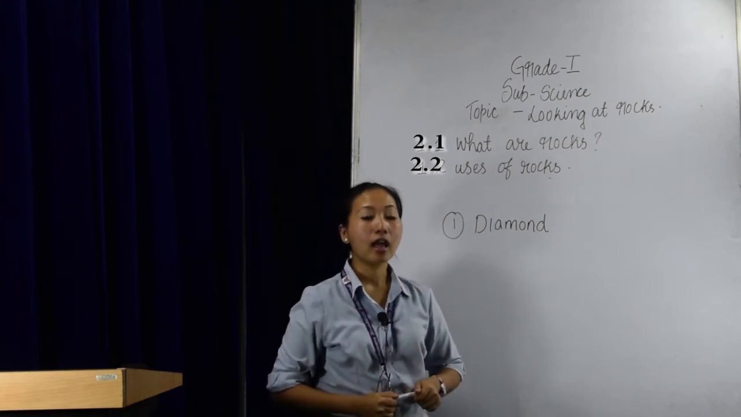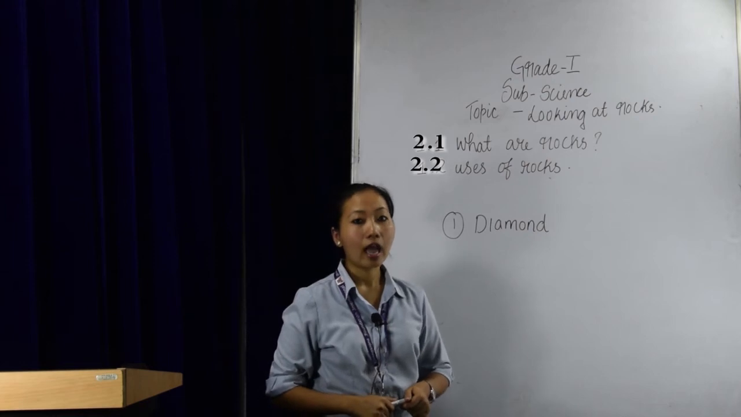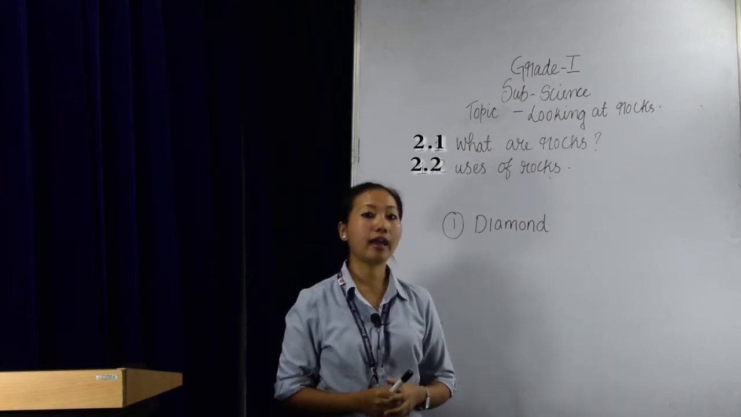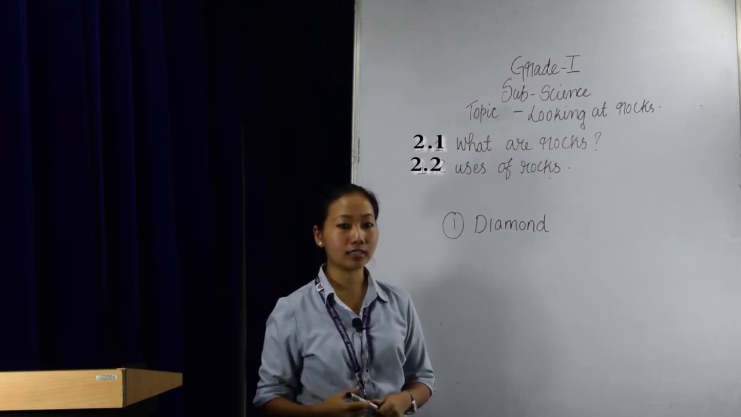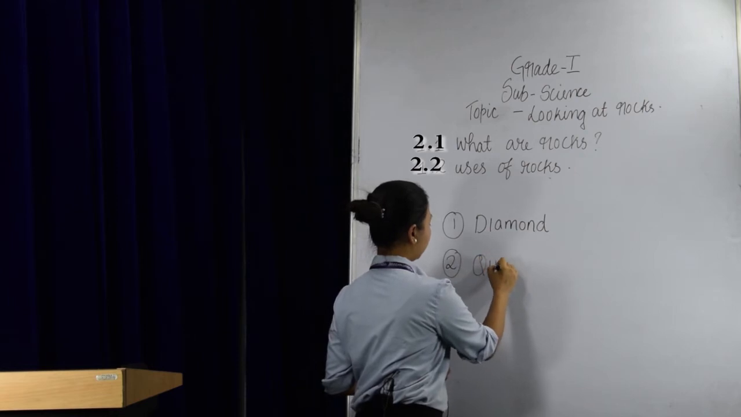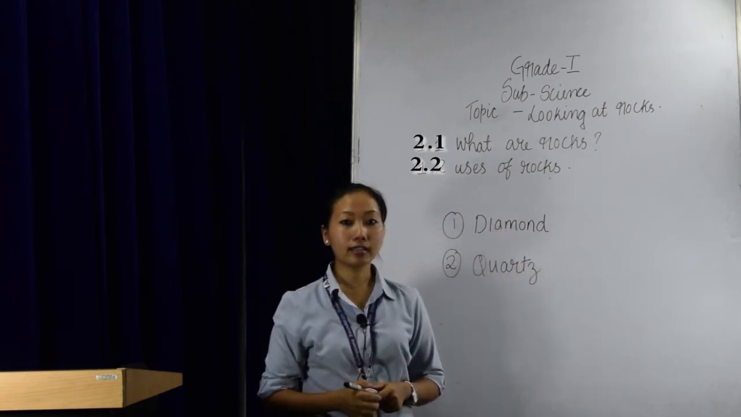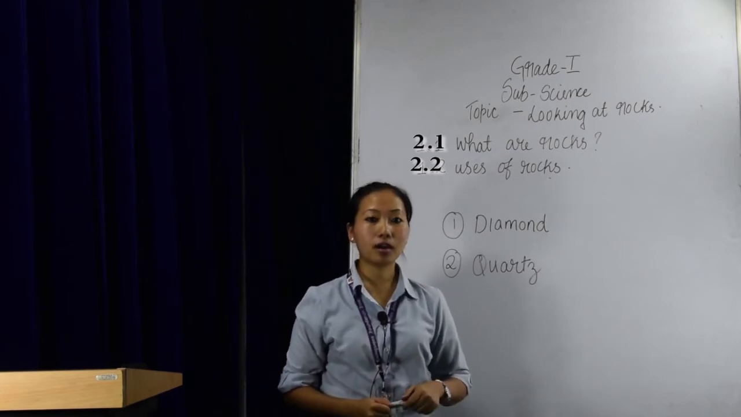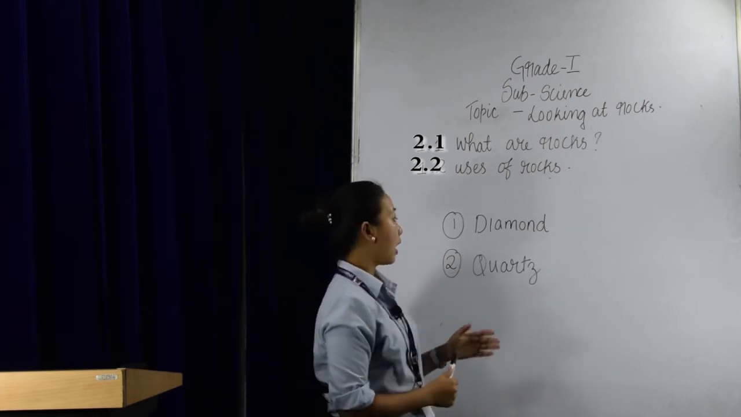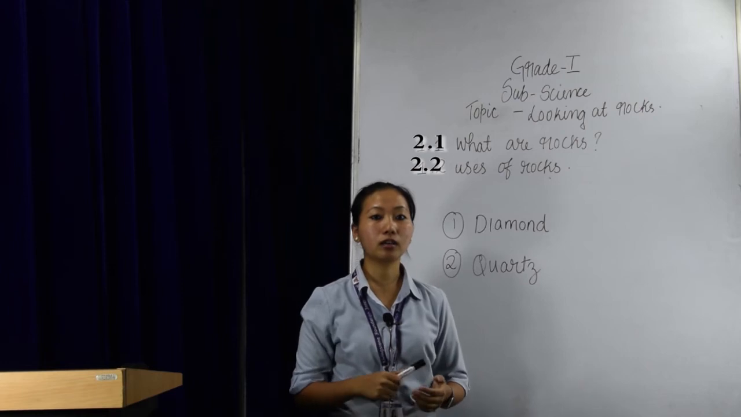Diamond. Diamond is a very hard and clear rock, and this diamond rock is used in jewelry and also in cutting machines. Second is quartz. Quartz is a hard, clear and shiny rock, and quartz rocks are used in radios and clocks.